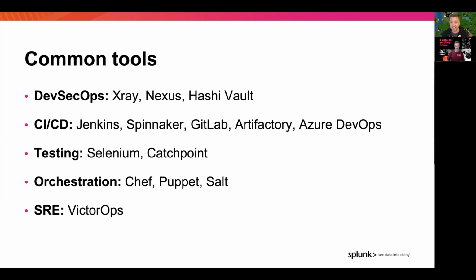Tools are a big part of this because the data for this often comes from your tools, all driven by automation. In DevSecOps, you have tools like X-Ray, Nexus, HashiVault. In CI/CD, you have Jenkins, Spinnaker, all these automation tools, workflow tools that come together to automate your delivery chain. There's a ton of testing tools out there. I just put a few examples, but you have functional testing, you have PyPy, you have all these amazing tools that you use to test your code to make sure that it meets the quality standards before it hits production. You have orchestration tools like Chef, Puppet, and Salt that lay out your infrastructure, and they have to be up and running as well. And then you have the SRE, the incident response side, with your on-call tools.